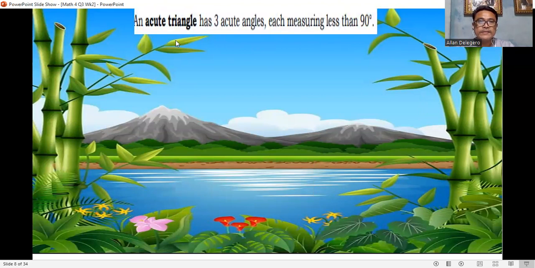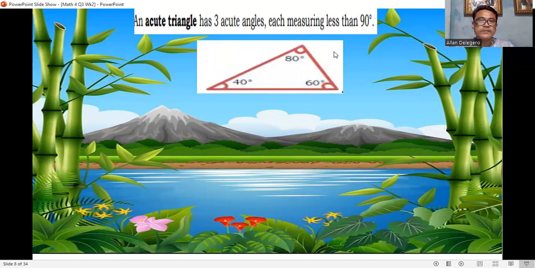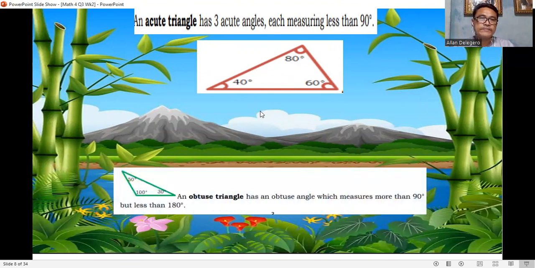An acute triangle has 3 acute angles, each measuring less than 90 degrees. This is an example of an acute triangle. The angle here measures 40 degrees. This one, 60 degrees, and 80 degrees. They are all less than 90 degrees. And this triangle is an acute triangle.